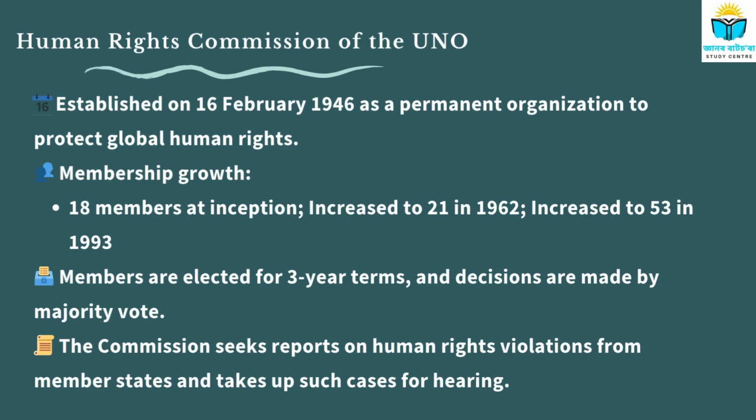Initially, it had 18 member countries, which grew to 21 in 1962 and later expanded to 53 members in 1993, showing the rising global commitment towards human rights. Members of the Commission are elected for 3 years and decisions are taken based on majority vote. It actively seeks reports of human rights violations from member countries and takes up such complaints for hearings, ensuring that justice and dignity are upheld worldwide. This body reminds us that peace is not just the absence of war. It is also about ensuring freedom, equality, and justice for every human being.